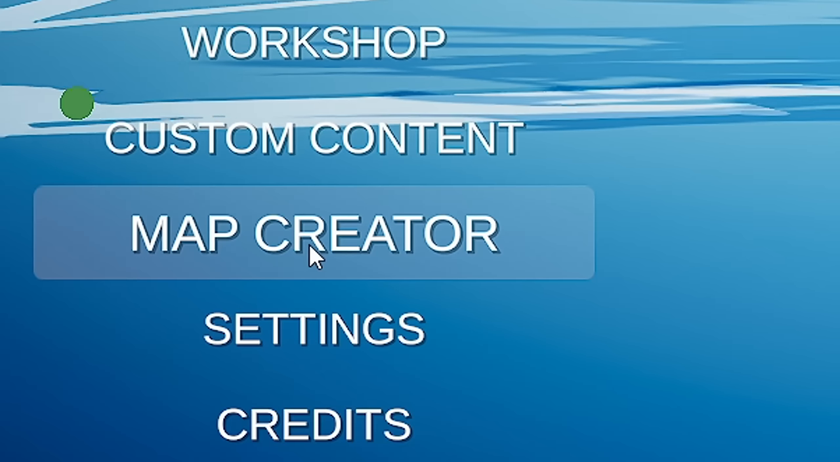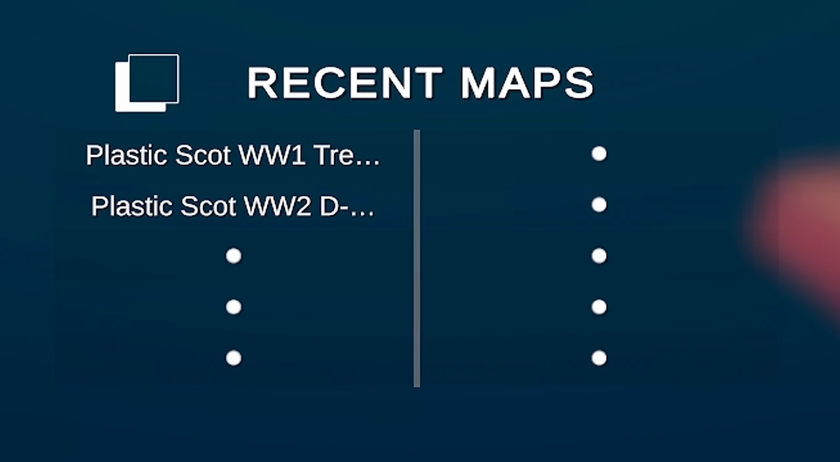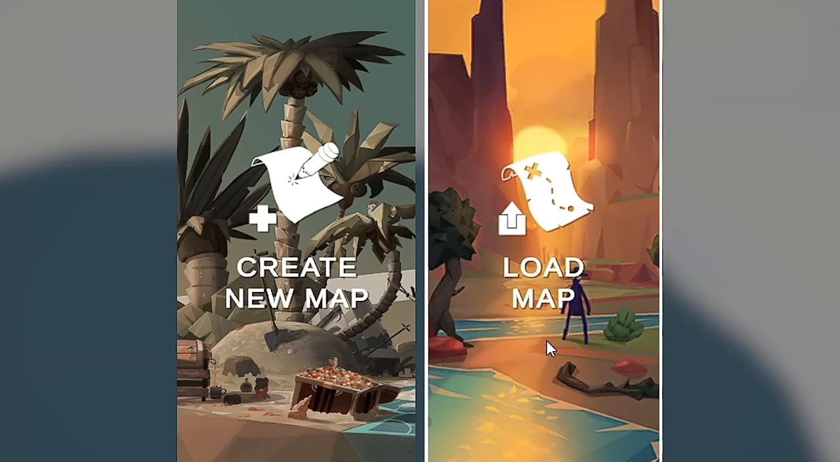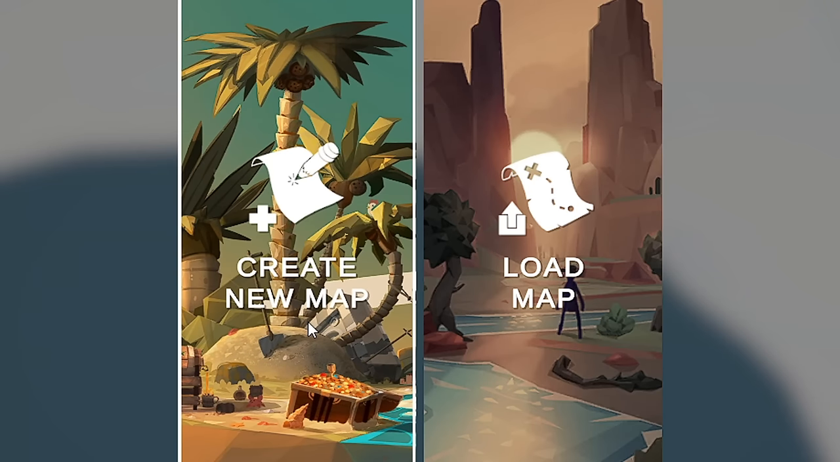Right. Let's begin. Section 1, the basics. The first thing you need to do is head over to the map creator, and this is where you'll find all of your recent maps. Over here, you can upload your maps to the workshop, but in this tutorial, we're creating a new map.